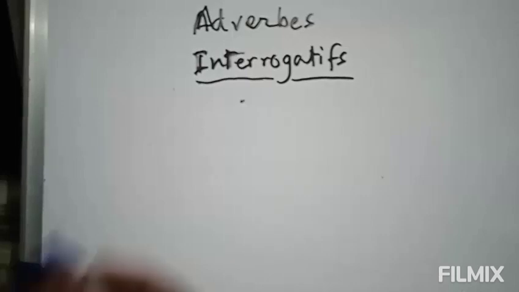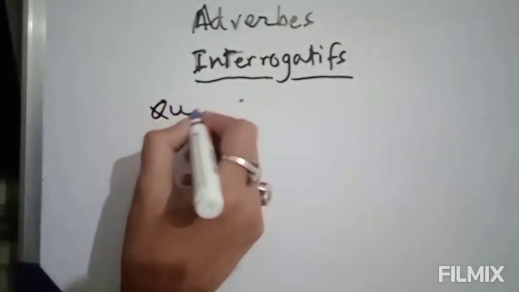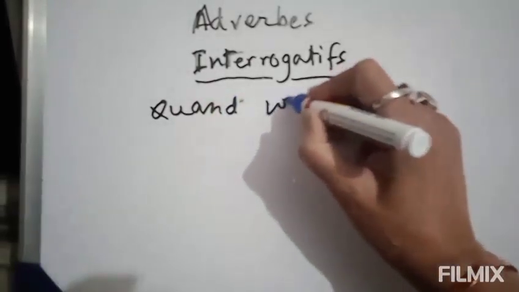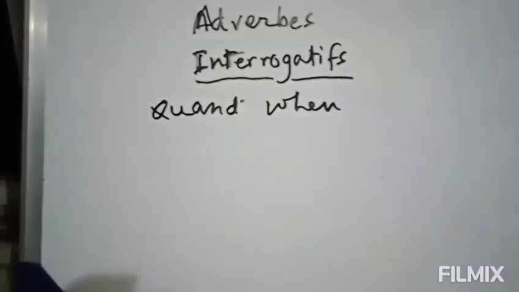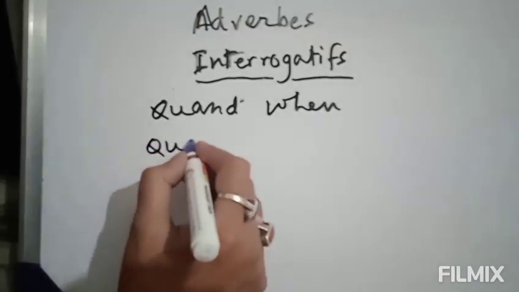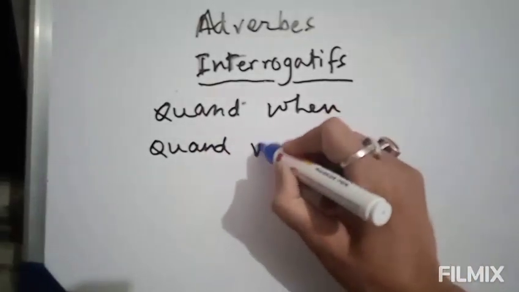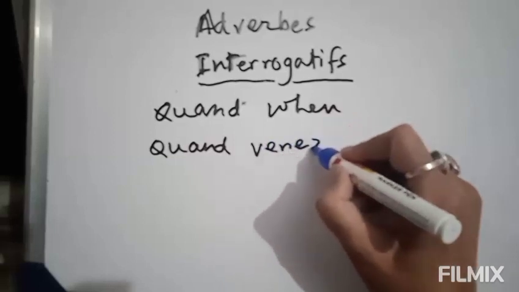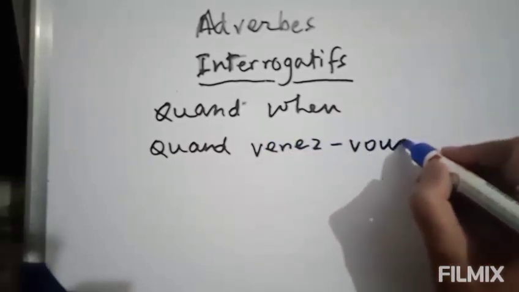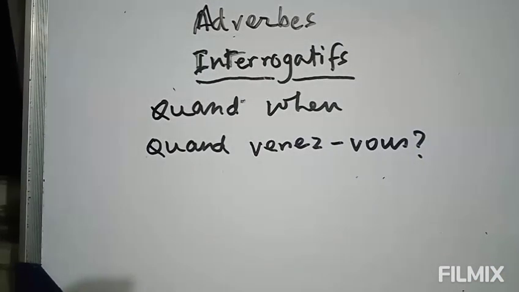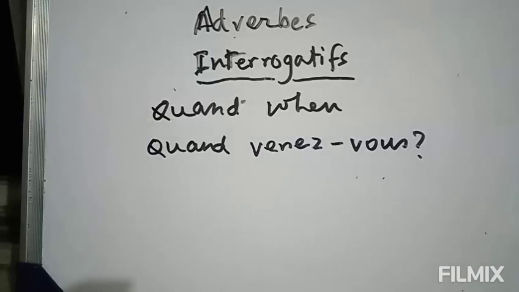Next interrogative adverb is quand. Quand means when. The English meaning is when. Example: quand venez-vous? When do you come? Okay, when you come.